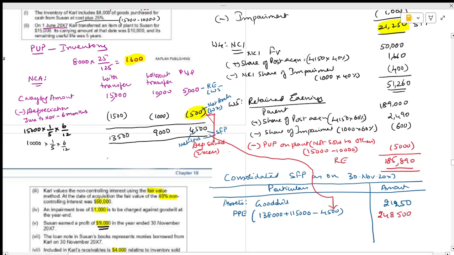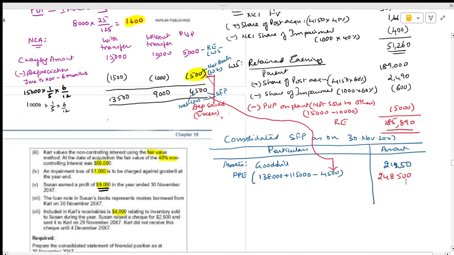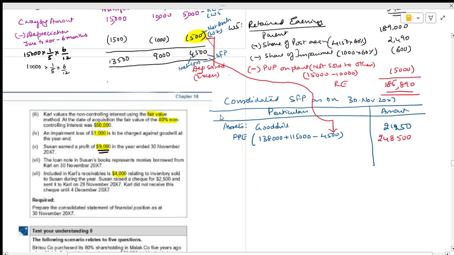248,500. Is it okay with you? Yes. Okay. Next. How much is the investments? We have done this, if you remember, somewhere in test your understanding 3 or 4. Total investments are how much? 98,000. How much we have paid? 76,000. Is it right? How much you have paid in cash? 76,000.